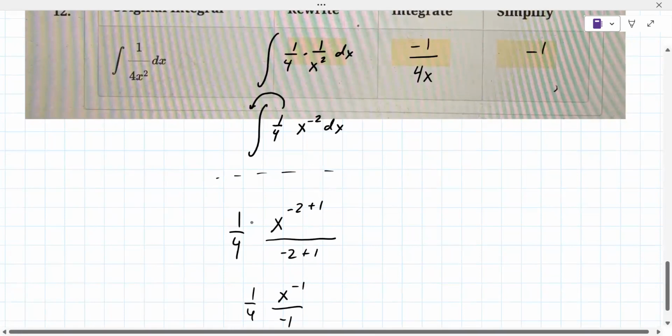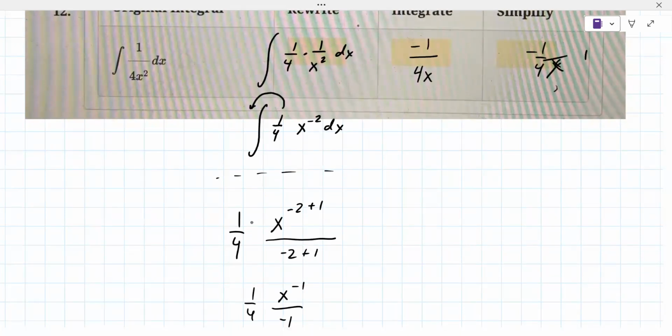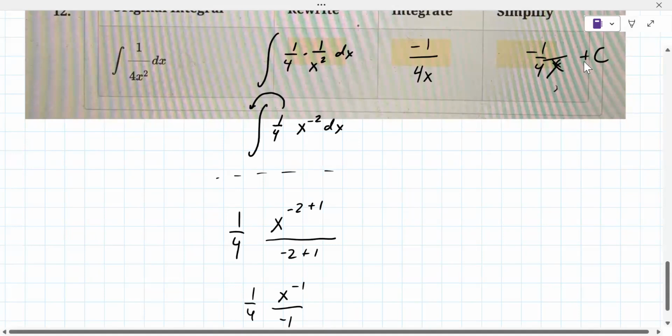Well, maybe that's over here, -1 over 4x plus 4x plus c, if you want. Okay. So the instructor wants the final answer over here. Right. You've got to, because of the way I've seen your quizzes formatted.